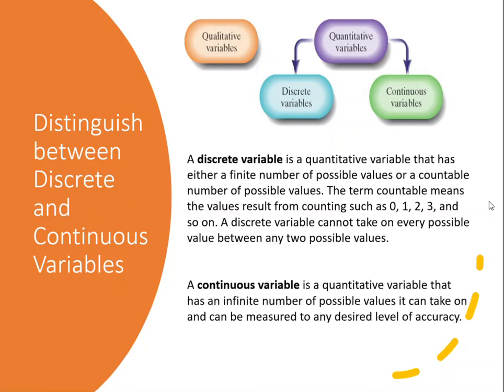Continuous variables are those that are going to be continuous in their scale. So generally, if I can measure it, I would consider that a continuous variable. So things like weight, blood pressure, temperature, all of those things would be considered continuous variables.